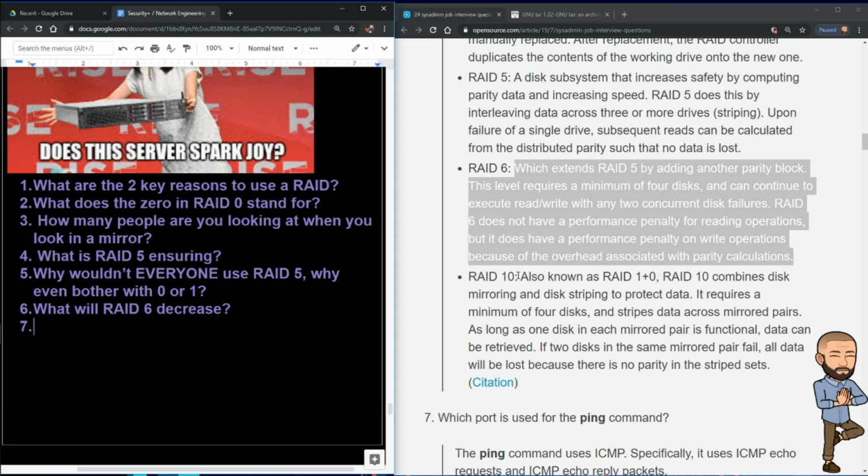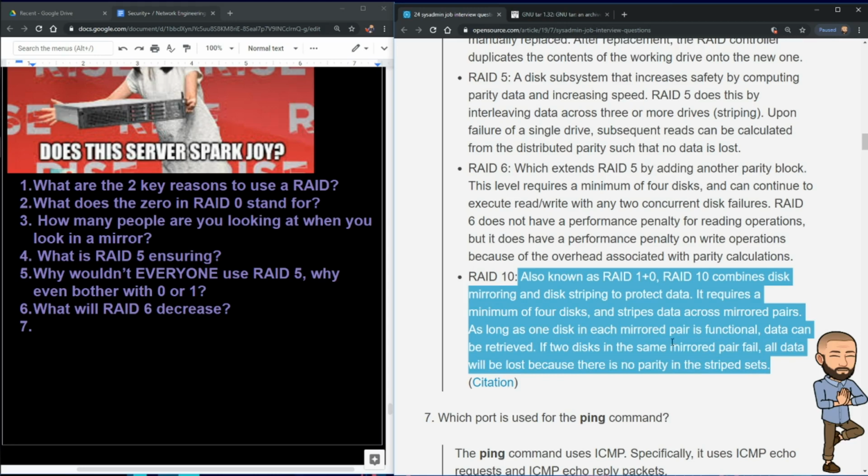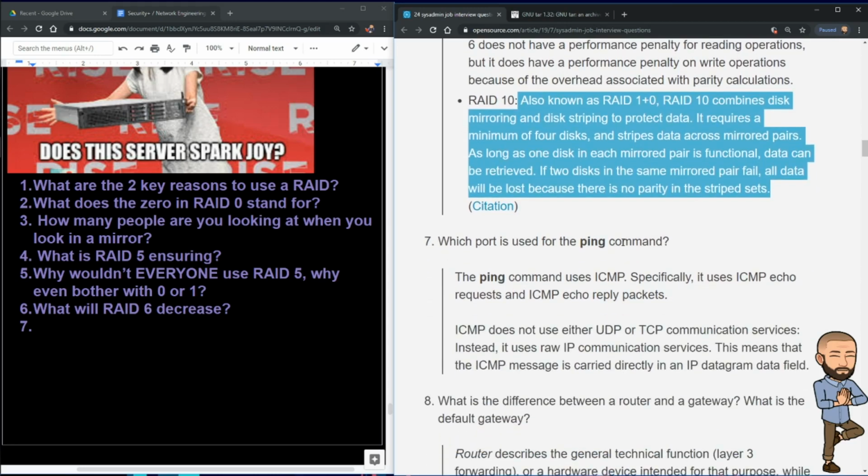And here's our last one, RAID 10. So we jump past 7, 8, and 9, just like we jump past 2, 3, and 4. RAID 10 is also known as RAID 1 plus 0, and RAID 10, or 1.0, combines disk mirroring and disk striping to protect data.